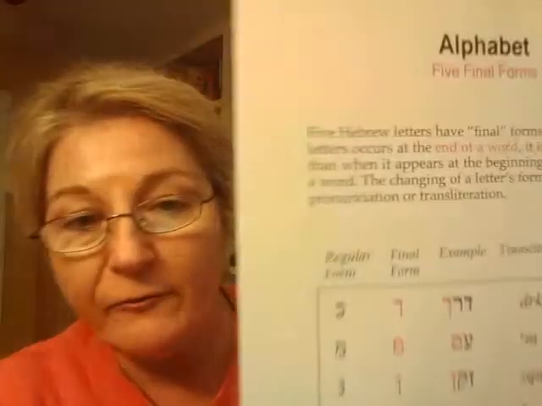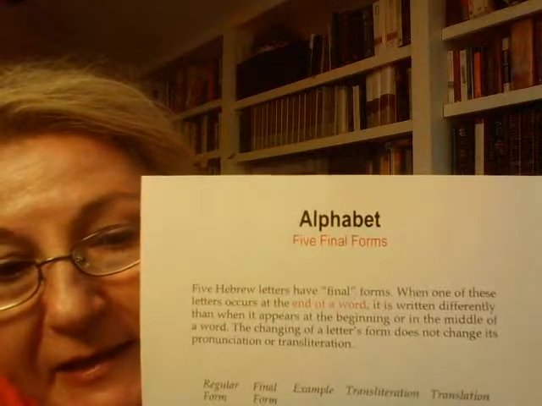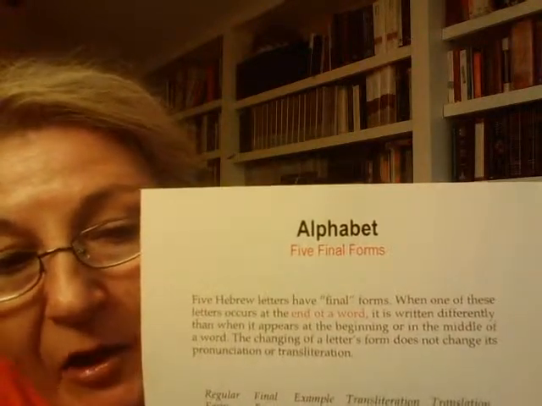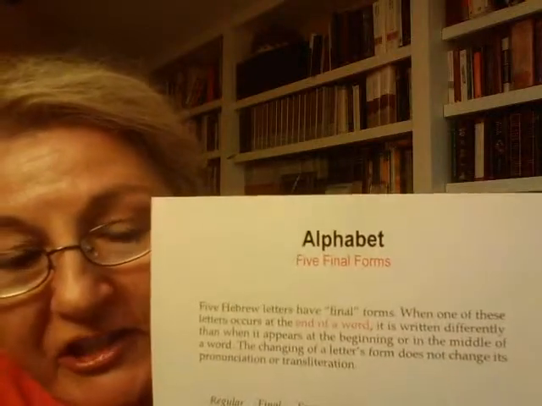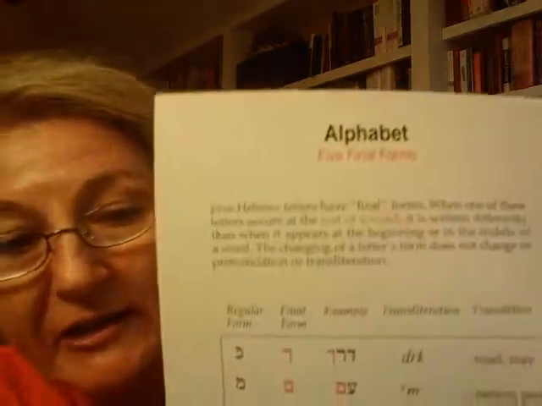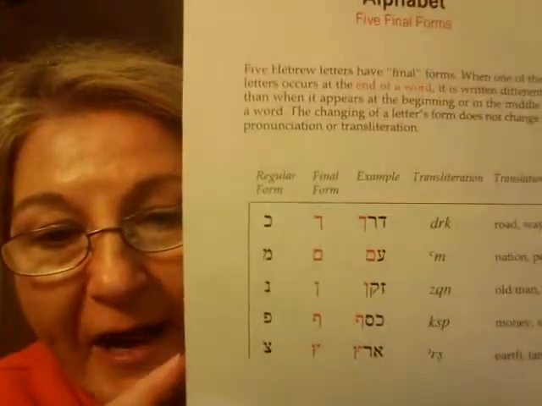Now, there are 5 final forms, and the final form is used for a letter of the Hebrew alphabet when it is the last letter in a word. And here are the final forms. Five Hebrew letters have final forms. When one of these letters occurs at the end of the word, it is written differently than when it appears at the beginning or in the middle of the word. The changing of a letter's form does not change its pronunciation nor its transliteration. Now, here are the 5 forms, their regular form and their final form.